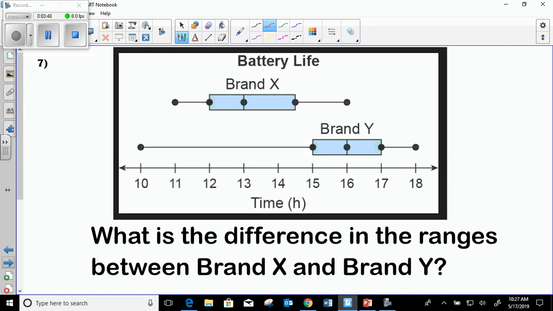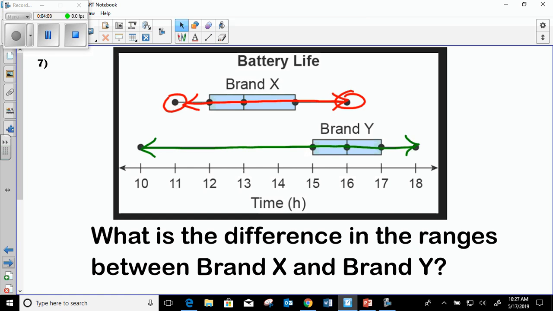All right, number 7. What is the difference in ranges between brand X and brand Y? So what you have to do is take the total range. So we're looking at the total range from here to here, and then we're also looking at the range from here to here. So take a moment and pause the video and figure out the range for both.